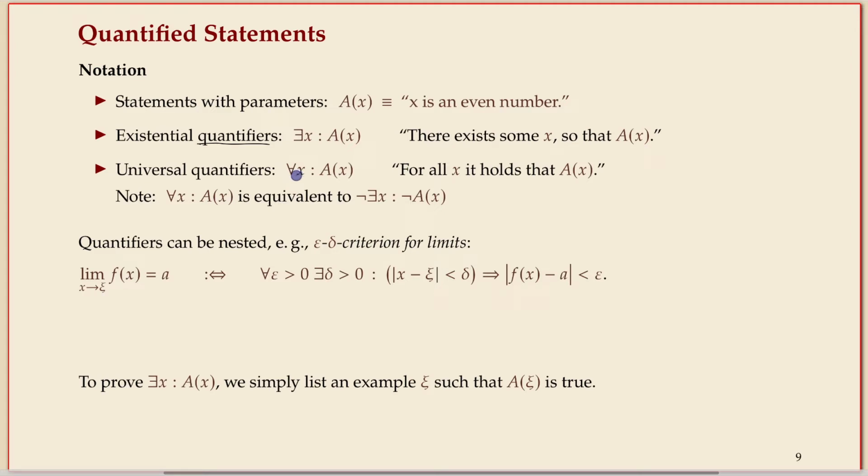And the other one, don't ask me where this symbol comes from, is this little angle. Upside down A. Yeah, that's a good one. Okay, like that. Upside down A stands for all. Either way, for all x, A of x should be true.